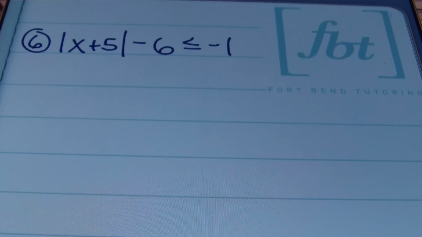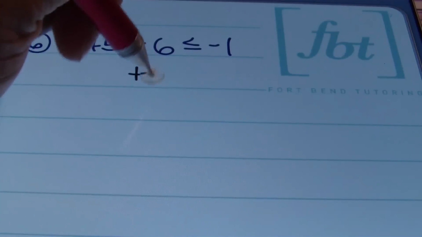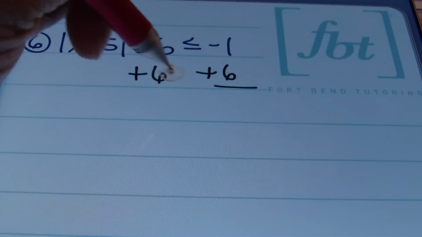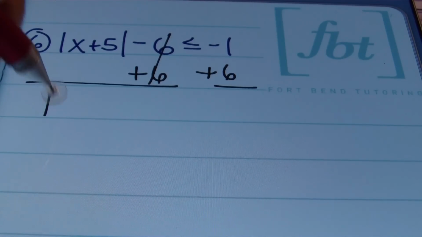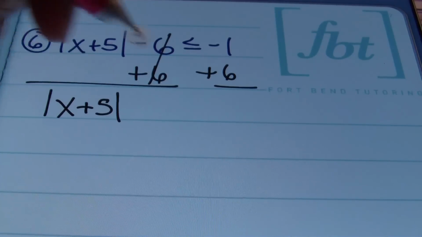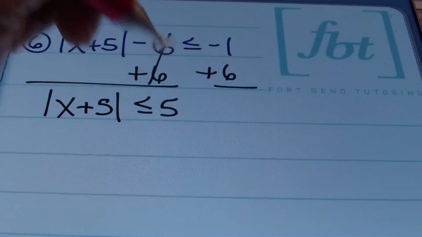Problem number 6. For problem number 6, we have the absolute value of x plus 5 minus 6 is less than or equal to negative 1. Your first step is to isolate the absolute value. Get it on one side of the inequality symbol by itself. In order to do that, for this problem, I'll be adding 6 to both sides of the inequality symbol here. I can bring down the absolute value of x plus 5 is less than or equal to positive 5.